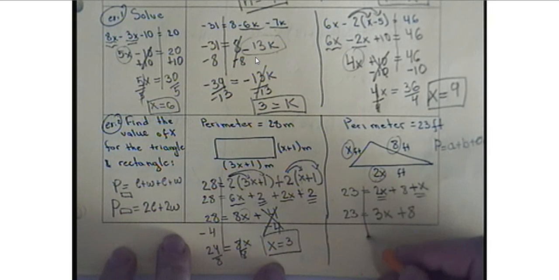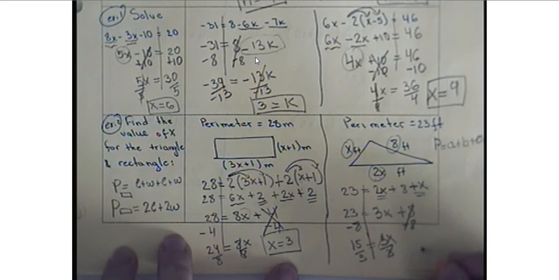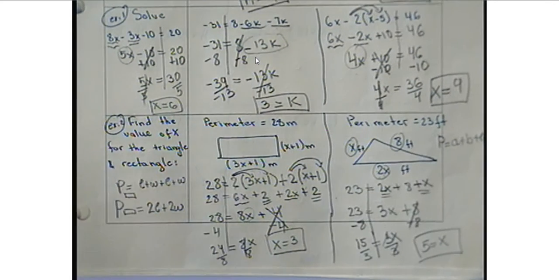Then we're solving the equation, so minus 8 on both sides. 23 minus 8 is 15 equals 3x. Final step, we'll divide by 3 each one of the two sides. 15 divided by 3 is 5 equals x. That will be the end of this example solution.